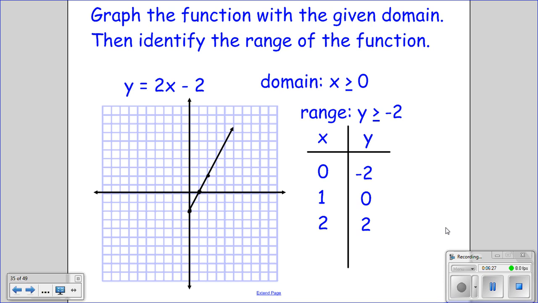Notice that the range has to be what your y's are. If my domain started at x being 0, then I have to look at my corresponding y's. So my y's are starting at -2, and notice what happens to them. They get bigger and bigger as I keep going down my table: -2, then 0, then 2. So I say the range is y greater than or equal to -2.